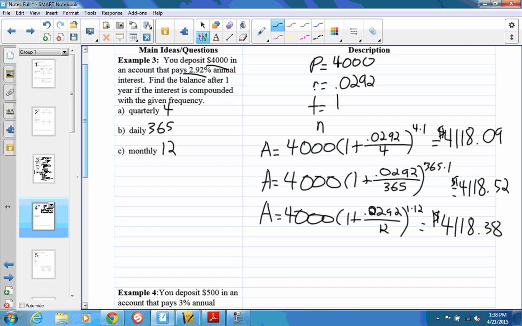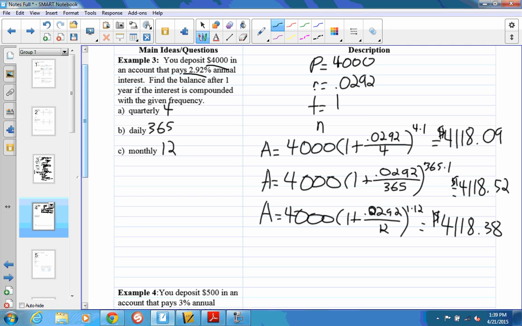The difference between compounding quarterly and compounding daily right here is about 40 cents. Next year, that becomes more like $1.50. The year after that, it becomes exponentially different, and now it's a $5 difference. After 10 years, we're talking about hundreds of dollars in difference between compounding quarterly and daily.